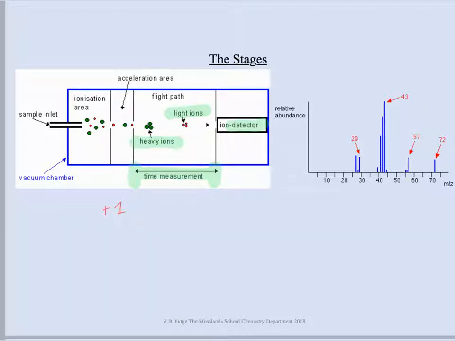So the size of the current is put onto the mass spectrum as a bar, like these ones here. And the height of the bar represents the size of the current, which represents the abundance of those ions in that sample. So the taller the bar, the higher the abundance. That means the more ions were in there and were hitting the detector at the same time.